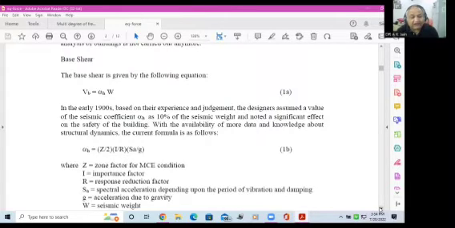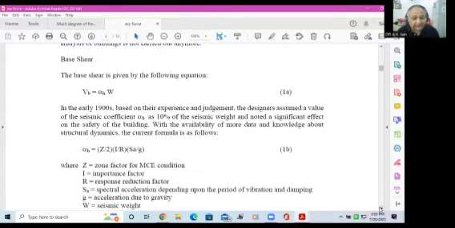So in Italy, the Italians in early 1900 or maybe late 1890s, thought of a number, say 10%. They thought that if we design a building for 10% of its weight applied in the lateral direction, let's see what happens during the next earthquake. And they found that if they design a building for 10% of the weight of the building in the 2 orthogonal directions, then during a severe earthquake, this building behaves pretty well. That was a very interesting observation which they found by their experience and judgment.